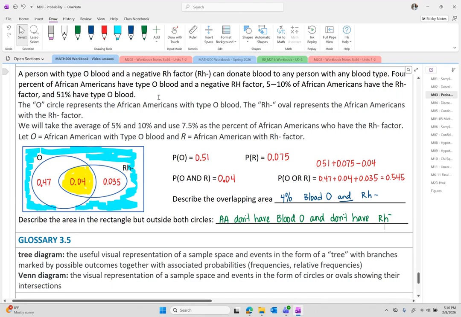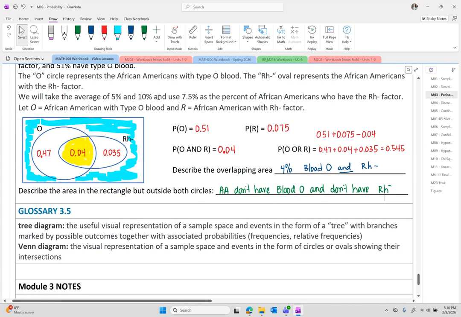So in this last section of our probability OER statistics unit, we discussed tree diagrams and Venn diagrams.